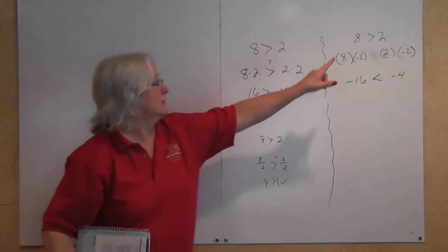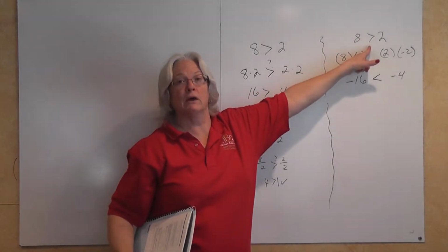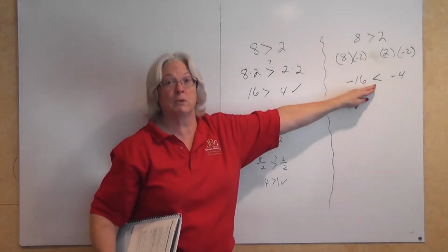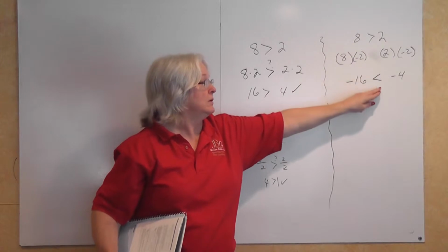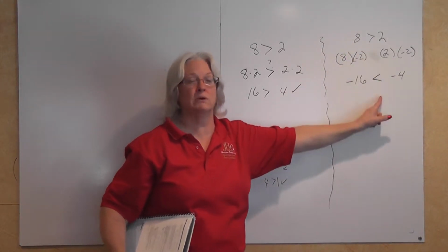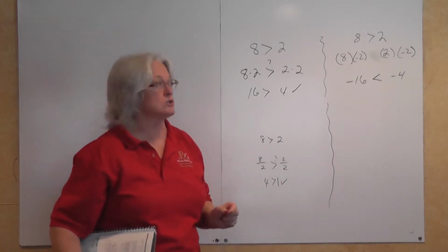Look what happened. We started off with greater than. We multiplied by a negative number. We ended up with less than. This is what we mean when we say that the direction of the inequality changes.